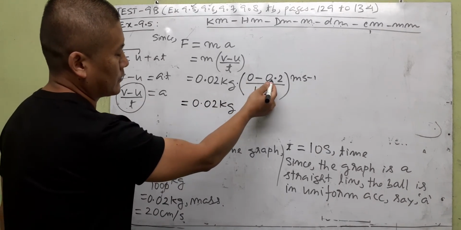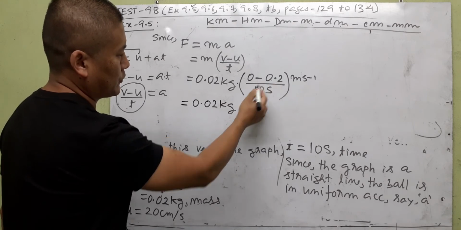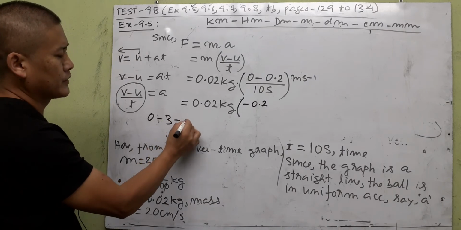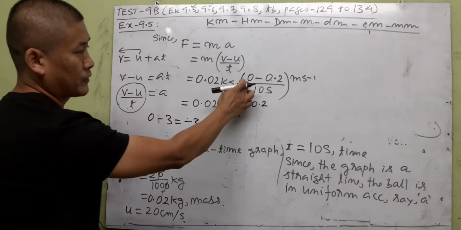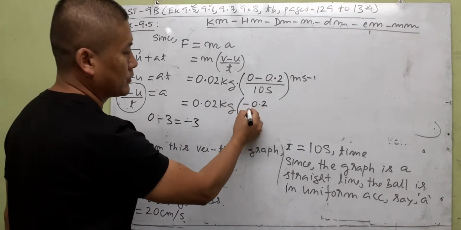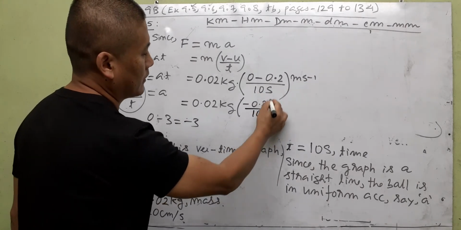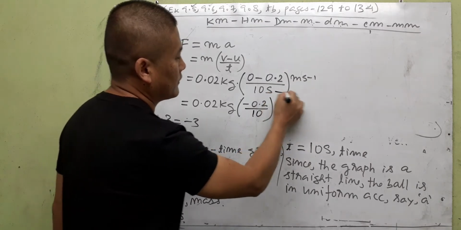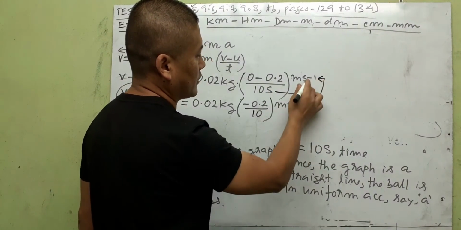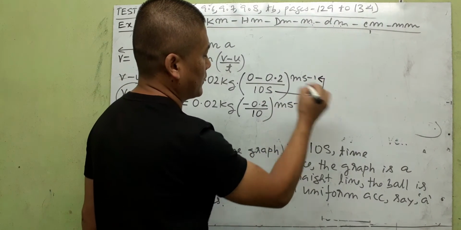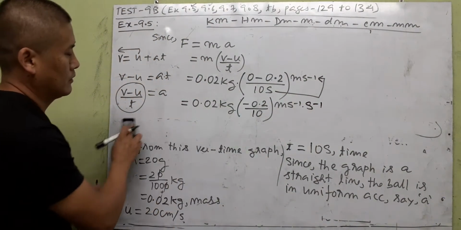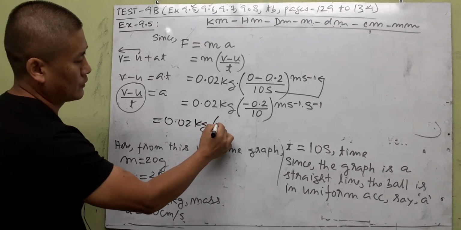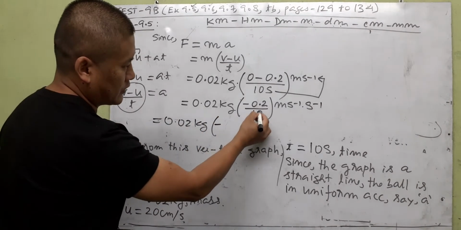0 minus 0.2 is minus 0.2, just as 0 minus 3 is minus 3. So 0 minus 0.2 is minus 0.2 by 10. And here meter per second. Then if you shift this second to the power plus 1 to the numerator along with this second to the power minus 1. So next step, that will give you 0.02 kg into minus 1.